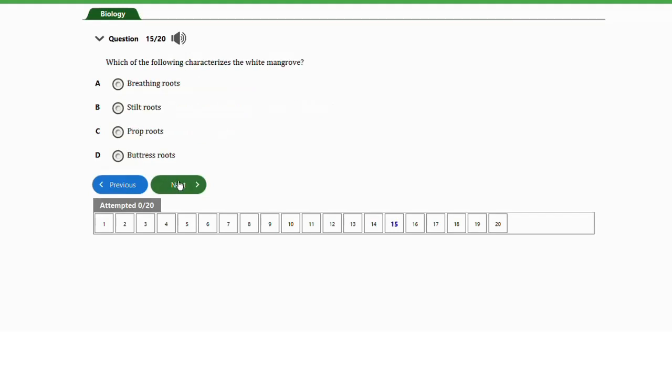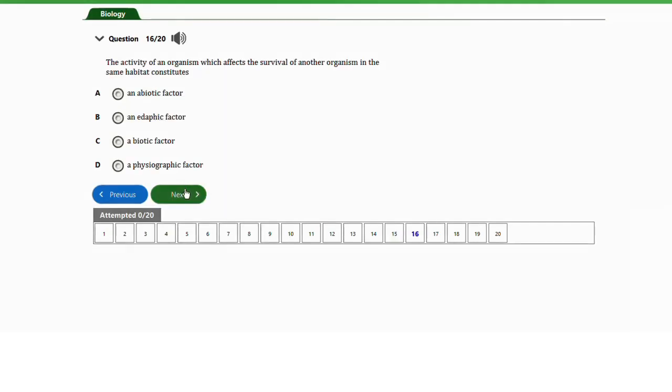So let's look at the next question, and that's question number 15. It says, which of the following characterizes the white mangrove? A, breathing roots, B, stilt roots, C, prop roots, D, buttress roots. So guys, the answer to this question is breathing roots. The white mangrove actually has breathing roots, which is also known as pneumatophores.